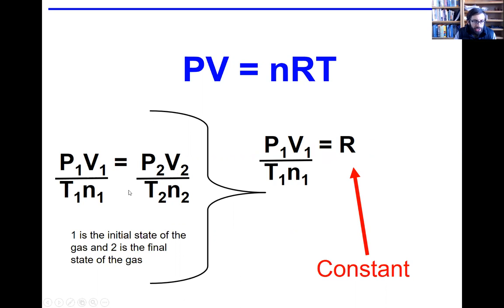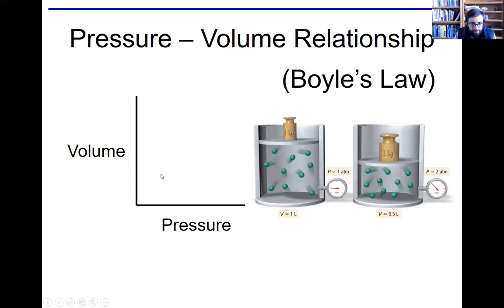So we can come up with this relationship for a gas that's changing states. Maybe the gas is being compressed, or maybe the gas is being heated, or more gas is being added to your container. You can get this relationship: P1V1 over T1n1 equals P2V2 over T2n2. Here we'll call 1 the initial state of the gas and 2 the final state of the gas. You'll use this expression if you have a gas that's undergoing a change. If you don't, chances are you're just going to use PV equals nRT. They're both equal to R, so they're equal to one another.